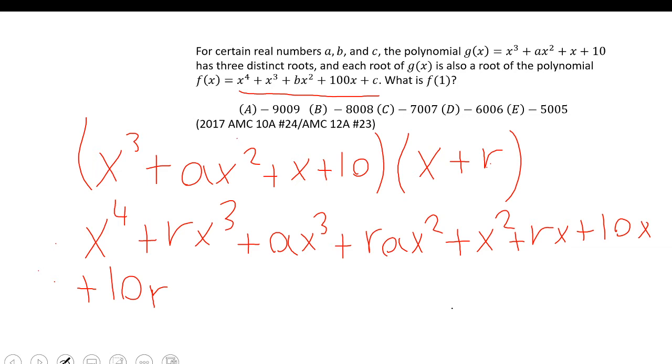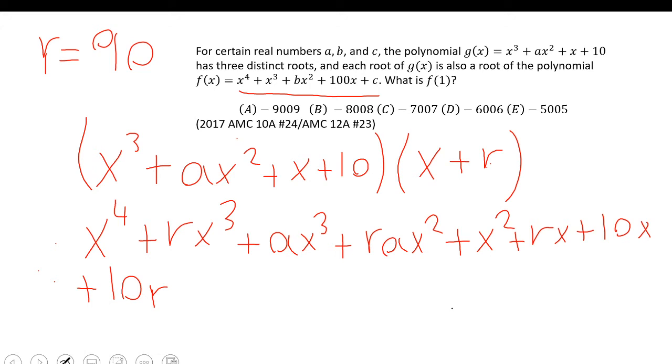Now let's analyze this expression. What do we know so far? Well, this 100x is a sum of two linear terms, my bad. So in this expansion, where are the linear terms? The linear terms are rx and 10x. Rx and 10x need to sum to this 100x in this polynomial. And now we know that r equals 90, because when I add 90x and 10x, I get 100x. The only way I can get 100x is by summing two linear terms, and these are the only two linear terms. So we know r equals 90.